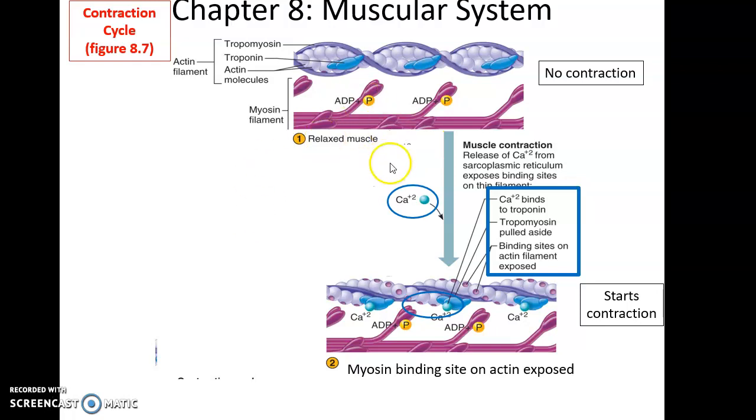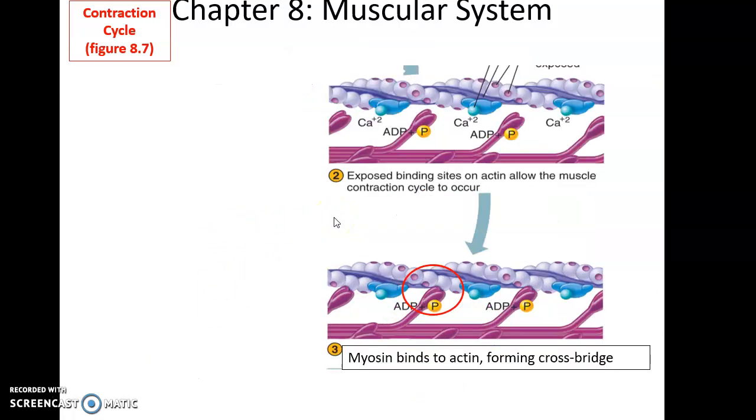So again, calcium ions bind troponin. Troponin changes shape, moving tropomyosin and opening up the myosin binding sites on the actin proteins. So now we're ready for contractions because the myosin binding site on actin is exposed.